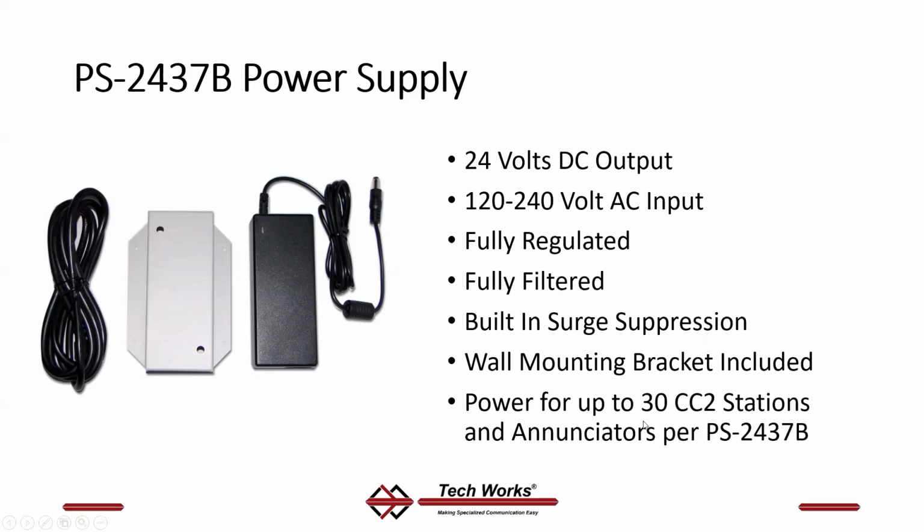And you can power up to 30 of the CC2 stations with one power supply. It can be either stations or annunciators, but about 30 is about the number you're going to run out of gas, because this is a 3.7 amp power supply. So at 100 mils per, you're going to be around 3 amps if you have a combination of 30 stations and annunciators. So give yourself a little headroom and keep that 0.7 in your pocket.